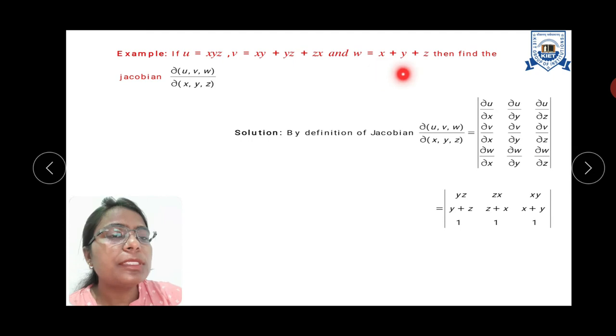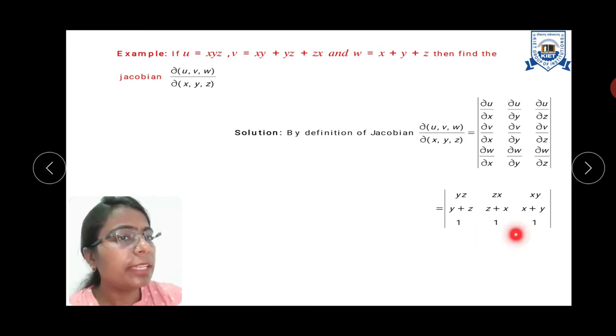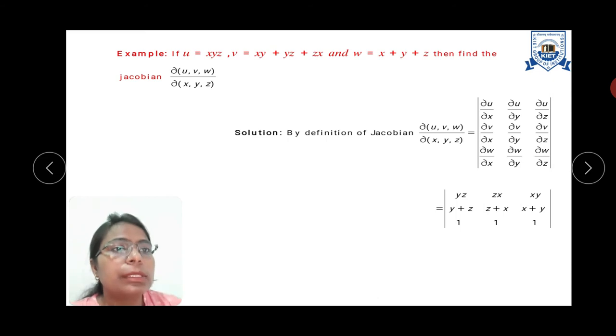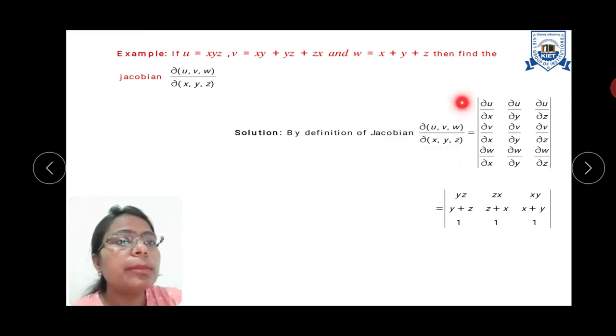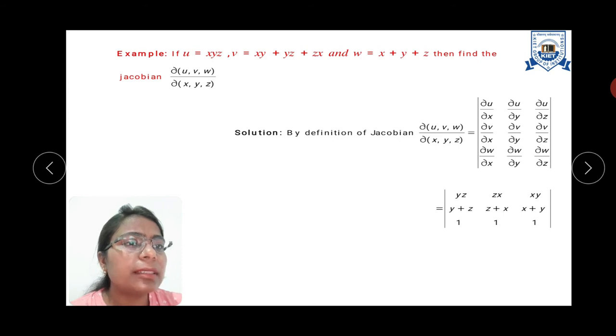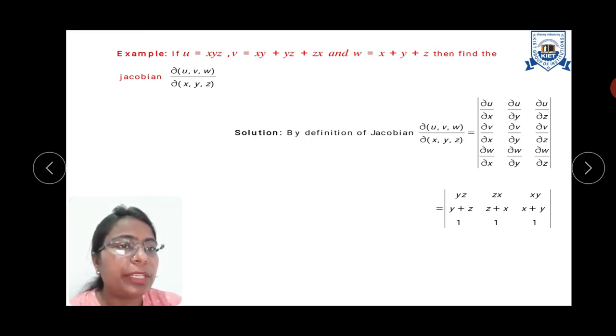And w is equal to x plus y plus z, so del w by del x is 1, del w by del y is also 1, and del w by del z is also 1. So the Jacobian of u, v, w is equal to the determinant of this matrix. Finding the determinant of this matrix is very calculative, so we want to simplify this matrix into the simplest form by using elementary operations.